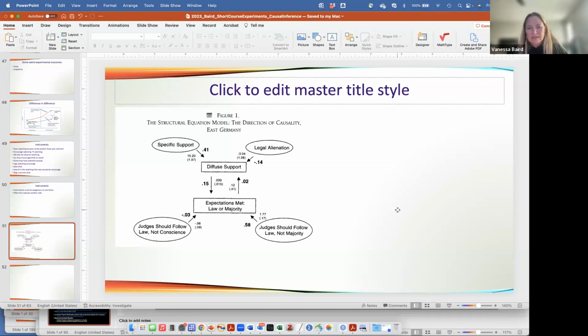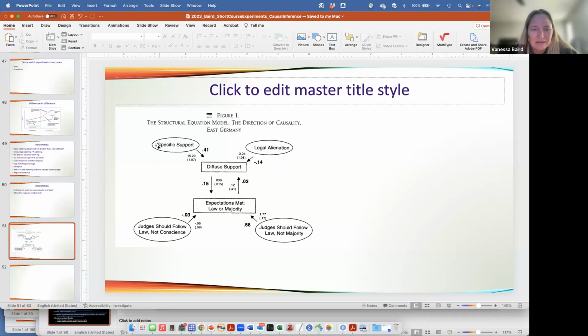And my thought was that in East Germany, your level of respect for the court is going to cause whether your expectations have been met. And this was at the time a conflict between a few people who studied procedural justice. Is it the fairness that causes people to like the court, or is it they like the court and then they deduce from that what the procedures are? And I suspected that it would definitely go in that direction for East Germany.